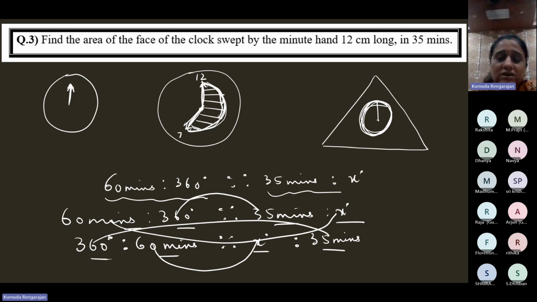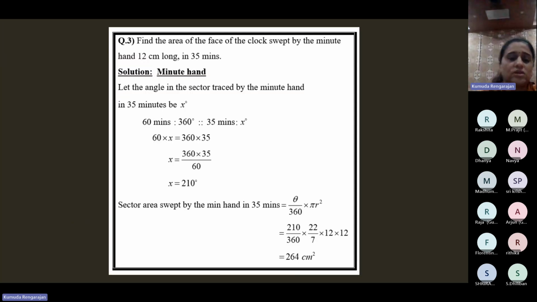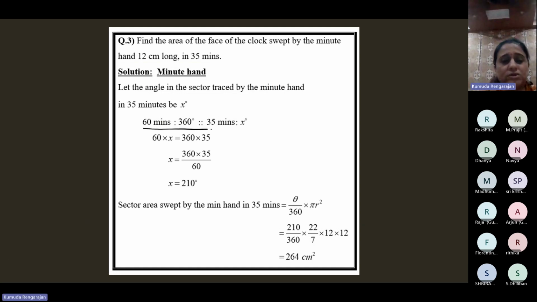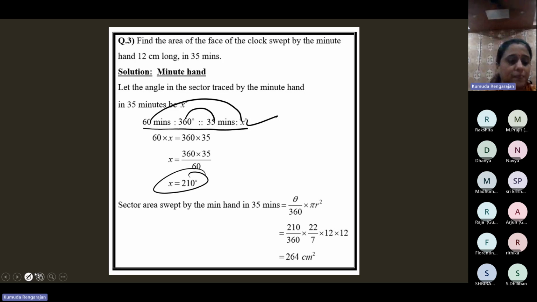And once you find the sector angle, that angle by 360 into pi r square will give you the area of the sector. So that's what you see here. That proportion is what you see here. And then product of extremes is equal to product of means. Anything you can write first. Anyways, use this to find the sector angle and then find the area.